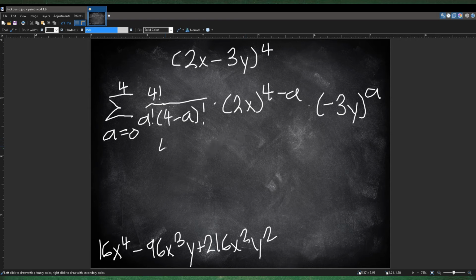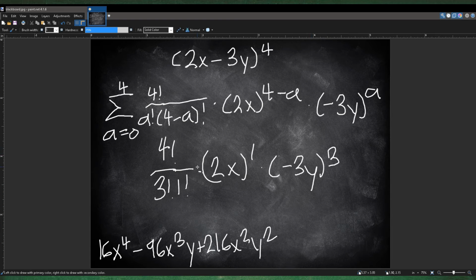So a is equal to 3, 4 factorial over 3 factorial and 1 factorial times 2x to the power of 1 times negative 3y to the power of 3. So now you have 4 times 3 times 2 times 1 over 3 times 2 times 1 times 1. This number cancels out with this number, and 4 divided by 1 is just 4. So basically, you're going to have 4 times 2x to the power of 1, which is just 2x, and negative 3y to the power of 3 is just negative 27y cubed.